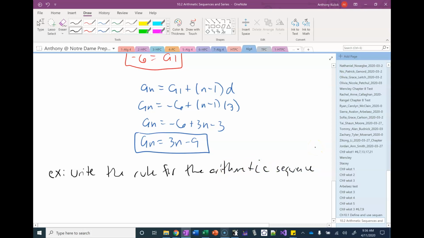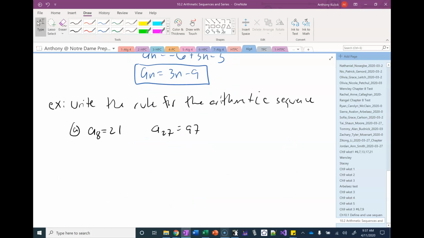So again, we're going to write the rule for the arithmetic sequence. And here we're told that the 8th term is 21, and the 27th term is 97. So here we're not told the common difference or the first term, right? So we know that we have this formula for an arithmetic sequence, and what we have is an n and an a sub n, and then another n and another a sub n. So we can plug these in.